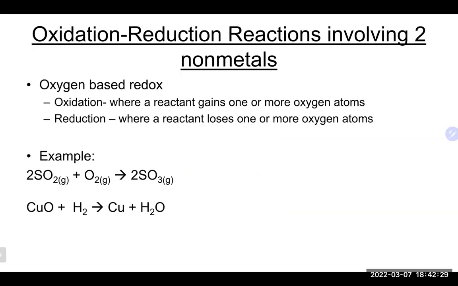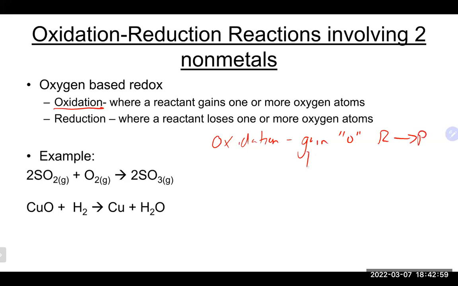Now, we'll talk more about a couple other definitions of oxidation and reduction when we get into organic chemistry. A couple other definitions of oxidation: when it gains more oxygen going from left to right. So another definition of oxidation is the gaining of oxygen from reactants to products.